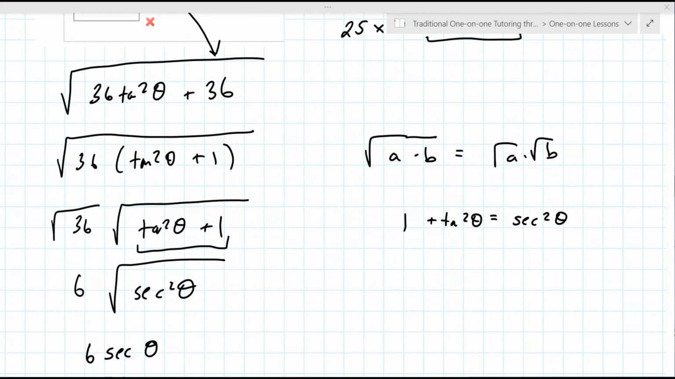Okay, Jamie sent over some questions here. Let's see. Use the co-function identities. Okay. Why can't I rotate this? Okay. All right, let's look at like 62.